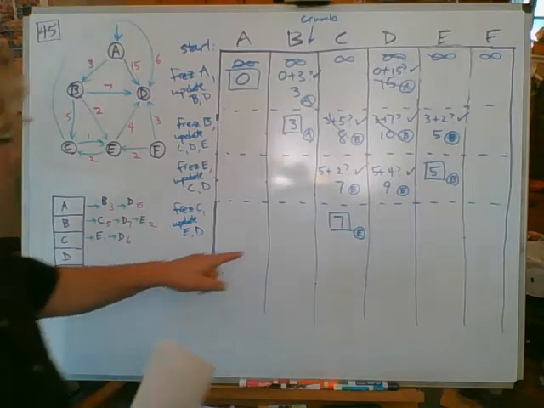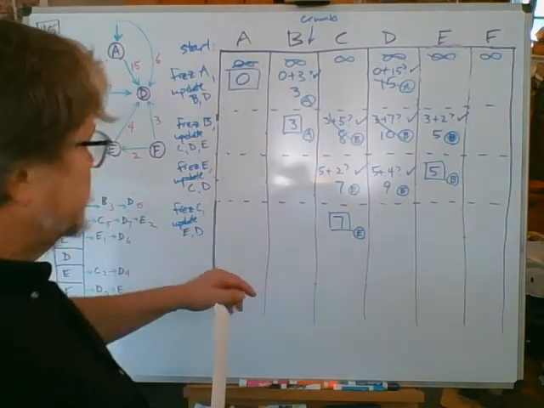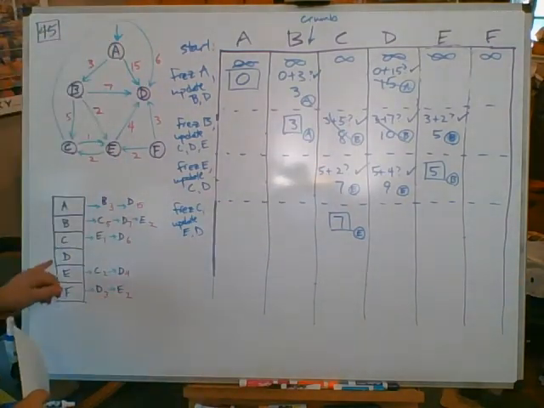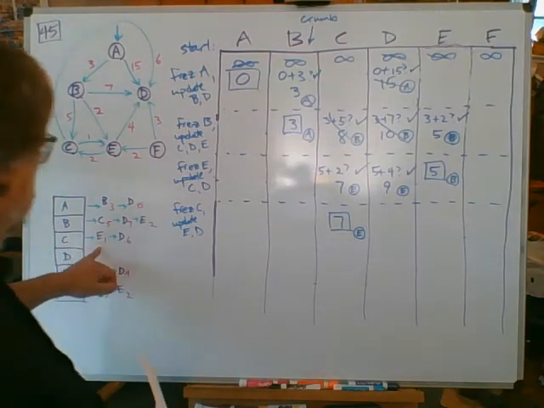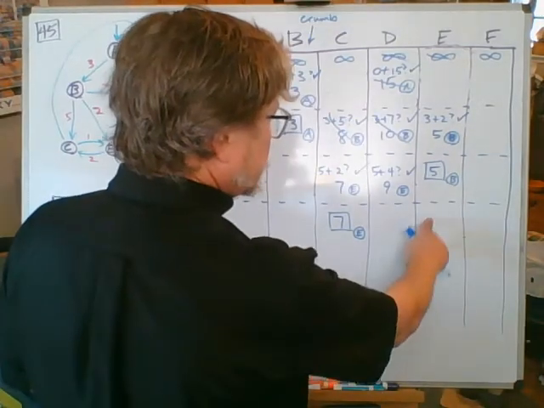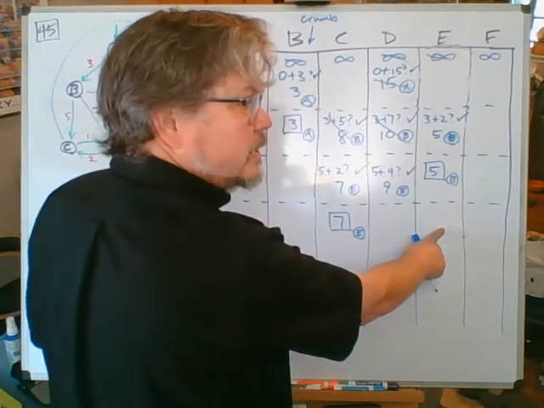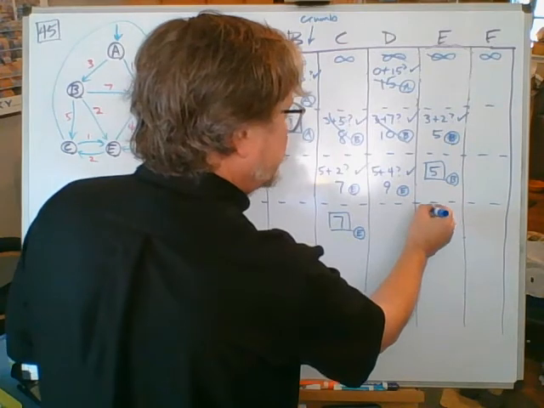Well, here we go. 7 is the distance over to C. The additional distance from C over to E is 1. That sounds pretty good. 7 plus 1, that's not very much. So we're going to offer that to E, but look. It's not even going to look at the offer. Already frozen.